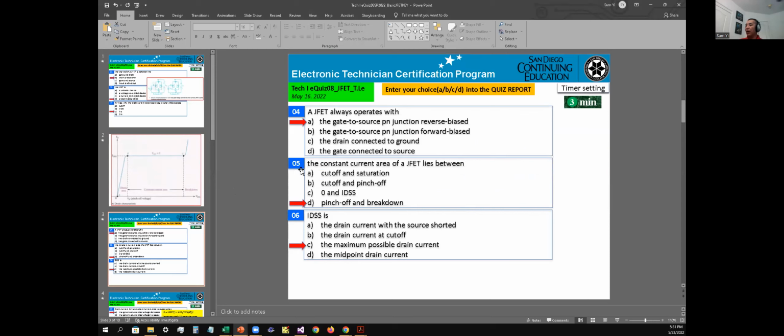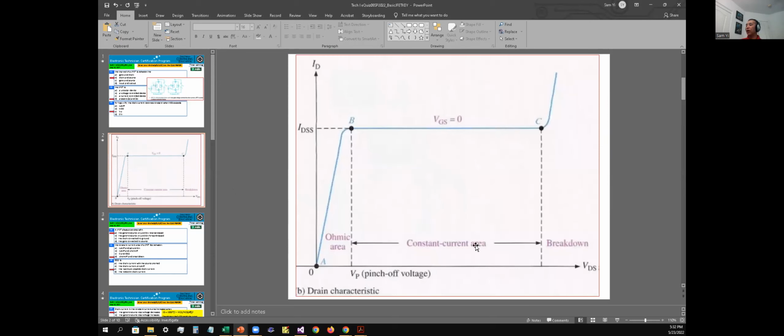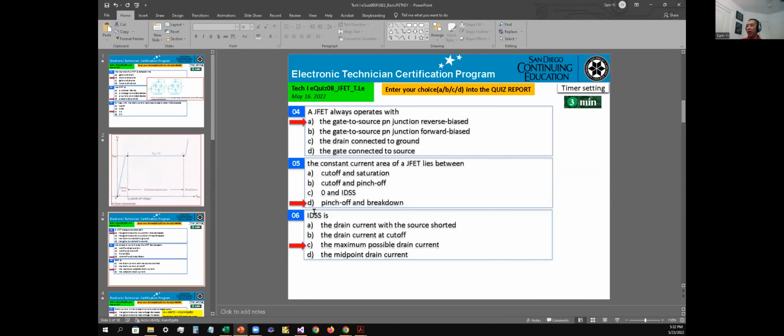Number 5, the constant current area of a JFET lies between, like I said, the answer is D as in David, between pinch off and breakdown. So this is the constant area right here, from the pinch off to the breakdown area. So the answer is D as in David for number 5.